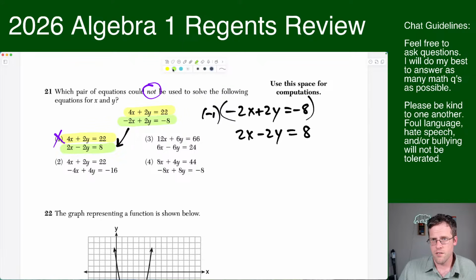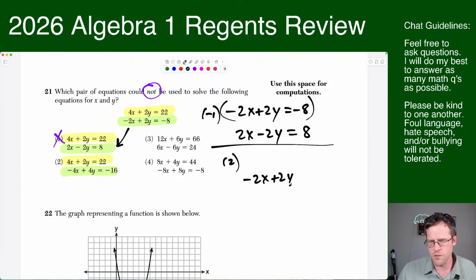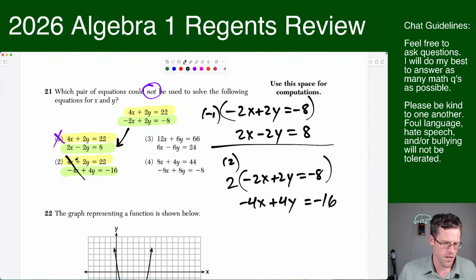Now, let's see. Choice 2, 4x plus 2y equals 22 is the match. But now, what do they multiply by here? It looks like for choice 2, they took -2x plus 2y equals -8. And they multiplied everything by positive 2. And you get -4x plus 4y equals -16. And then here, the x's would eliminate. Okay, so 2 is a valid next step, which means it's not our answer. We want the one that doesn't work.